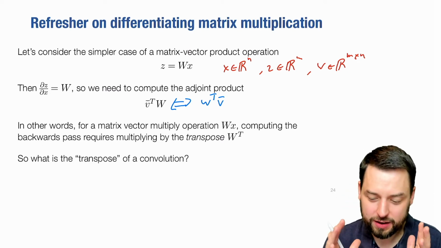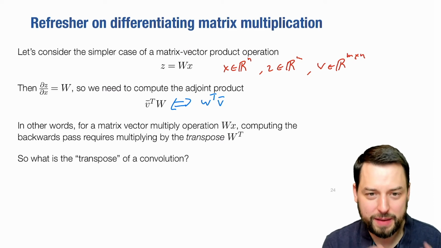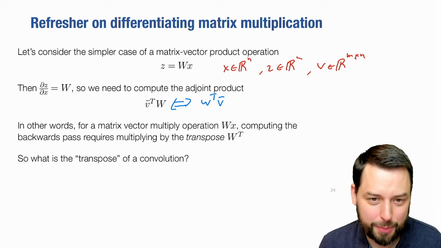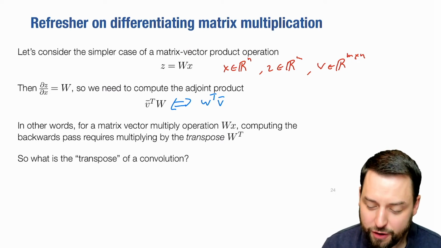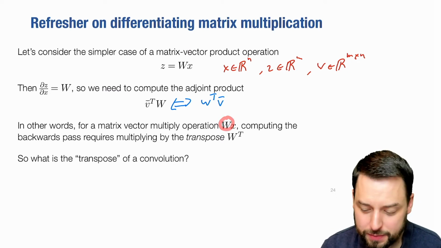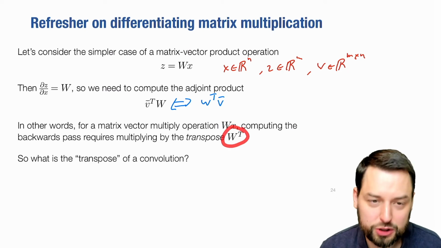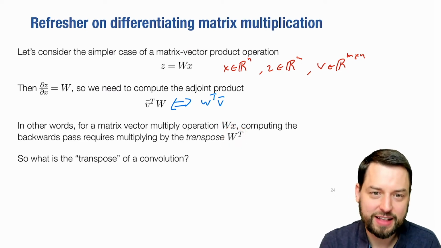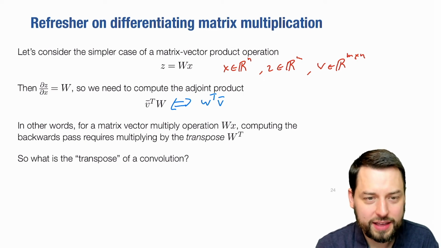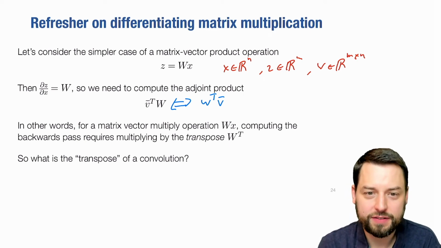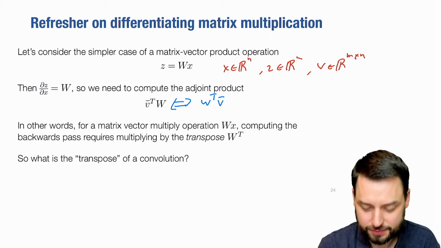Multiplying an input by a matrix, or really any linear operation, which is what we're going to exploit here, if our forward pass multiplies by that operator, our backward pass has to multiply by its transpose. Okay, that's the only point I'm trying to make here. So the question is, what is the transpose of a convolution?